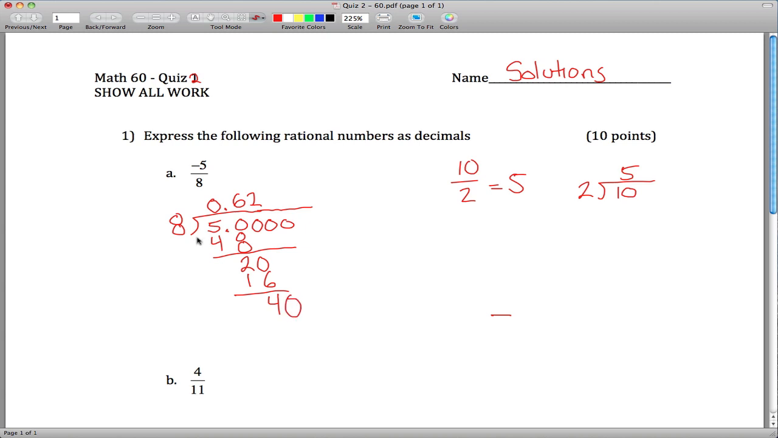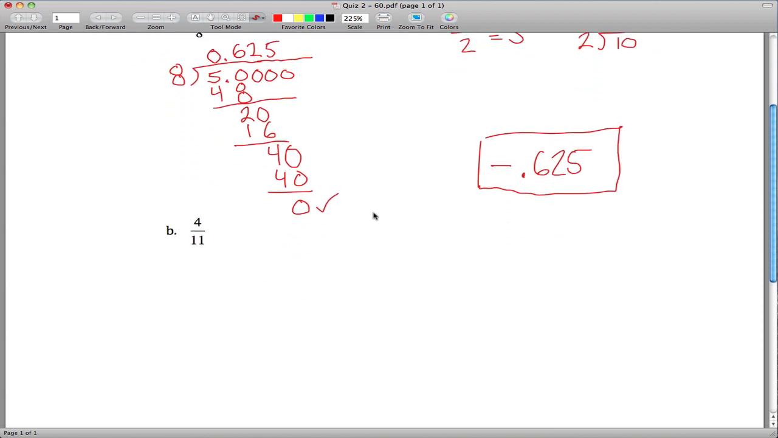Bring down another 0. See, 8 goes into 40 5 times. 8 times 5 is, in fact, 40. So we get no remainder, which is nice, which means we can stop right here. And we can say that our answer is negative 0.625. Something like that.